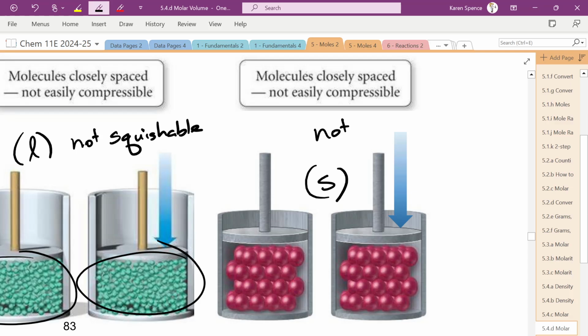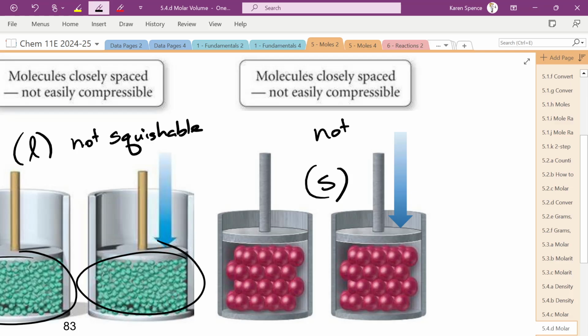Let's say if you have a lot of weight on it, will it still not be squishable? It would still not be squishable because there's no space to compress. The atoms are bumped up right against each other already. With a liquid, possibly, although it depends on the situation, right?